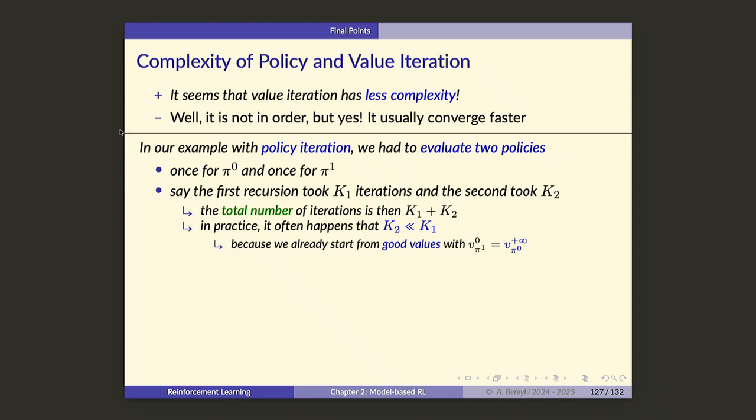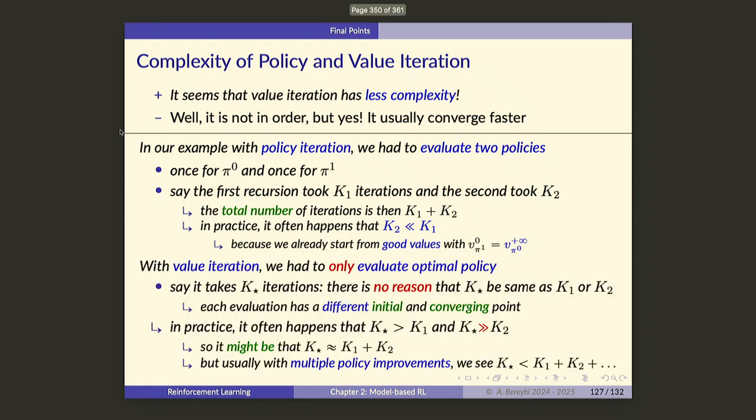One thing that you would see in practice is that k2 is going to be significantly smaller than k1, because when you evaluate policy pi 1, you start with the values of policy pi 0, and that is a very good starting point, so you're going to converge much faster, okay? So typically k2 is significantly smaller than k1, but in total k1 plus k2 is the total number of iterations that you have taken.